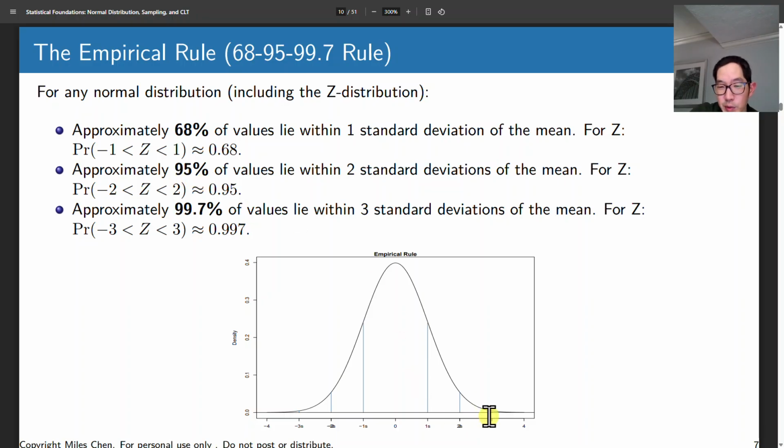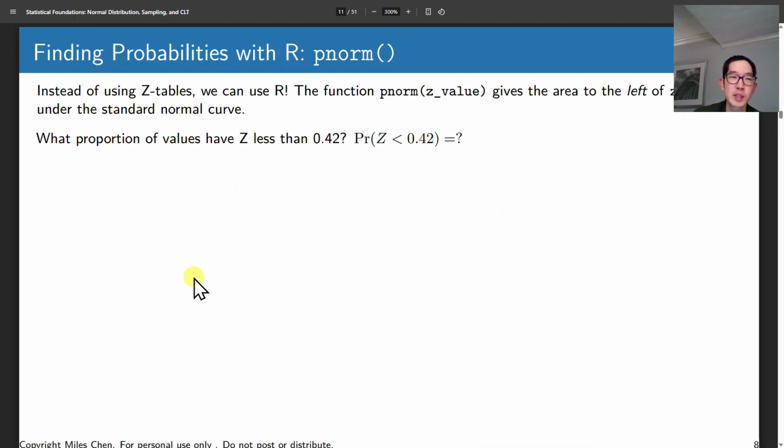And then if you go up 3 and down to -3, you get almost everything. You just see the tiniest little sliver above 3 and the tiniest little sliver below -3. If you go from 3 to -3, you cover 99.7%. So almost 100%, not quite, but almost. And so that's the empirical rule.